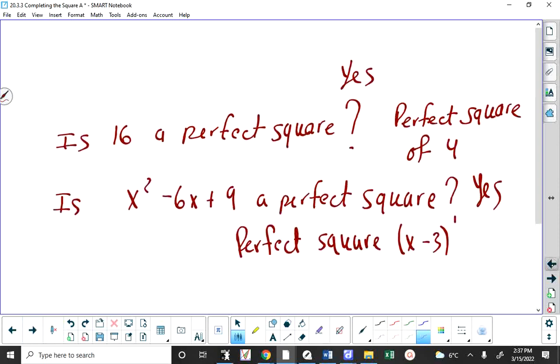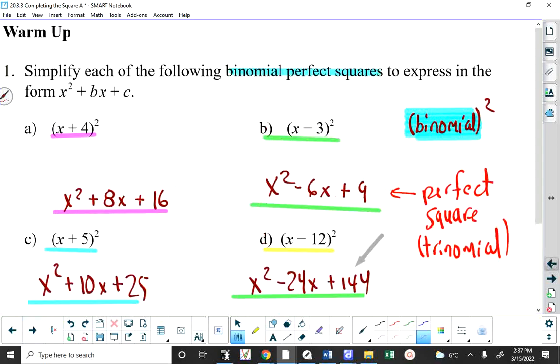So if we look at A, the value of B that we get in the trinomial is 8. As Jack said, if you take 8 and divide it by 2, that gives you 4. And when you square 4, you get 16. When we take a look at B, you have negative 6. Well, half of negative 6 is negative 3. And when you square negative 3, you get positive 9.